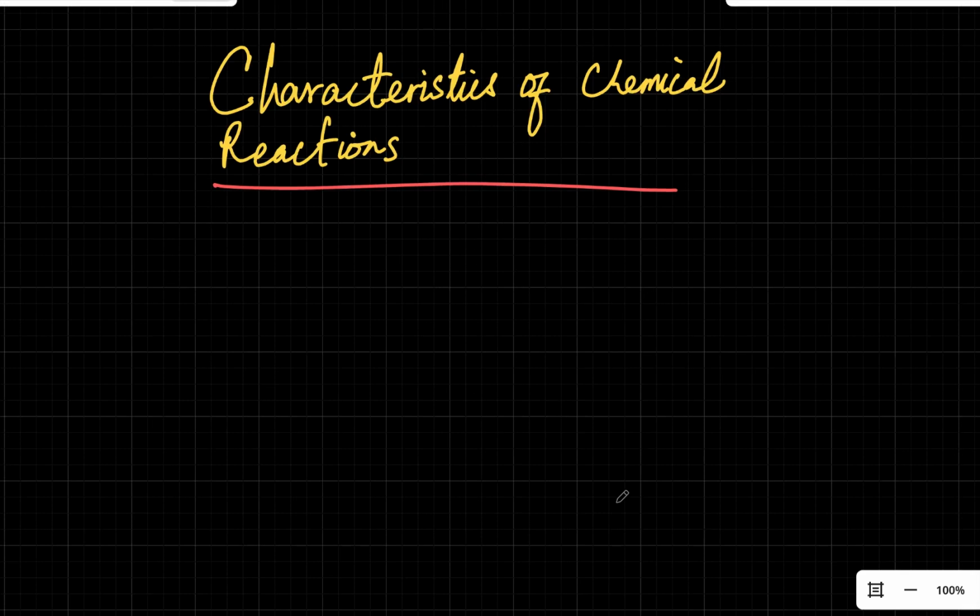Welcome to our tutorials. Today we want to be looking at the characteristics of chemical reactions. When we talk about characteristics of chemical reactions, there are some important characteristics I would like to introduce to you, and I'll go straight to the point. The first one is the change of state. I'll list them, then in the next slide I'll start explaining them one after the other. Change in state, that's the first one.